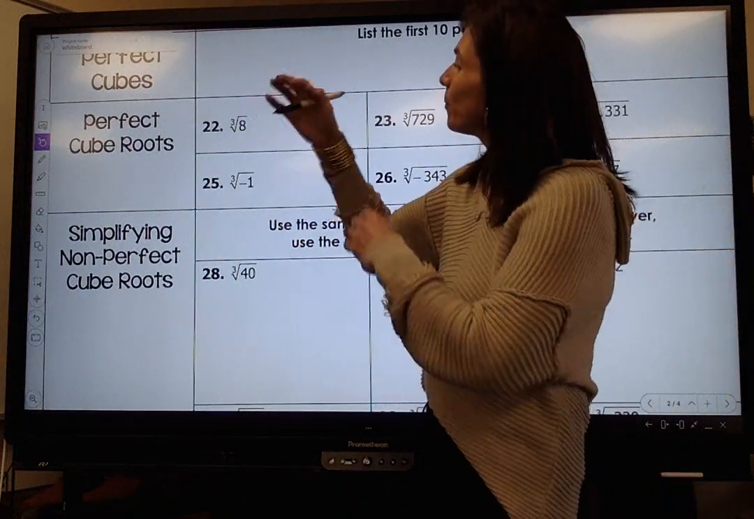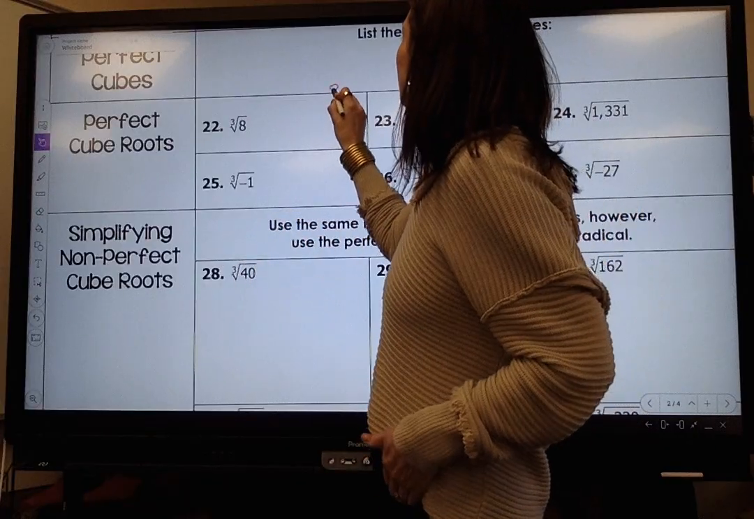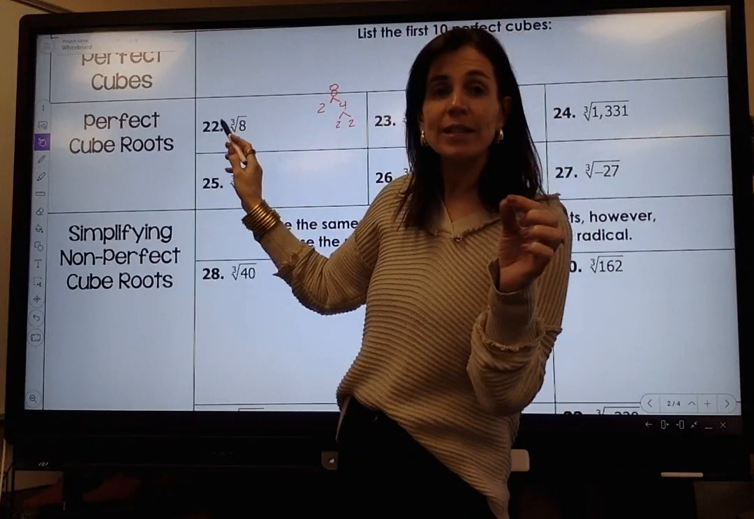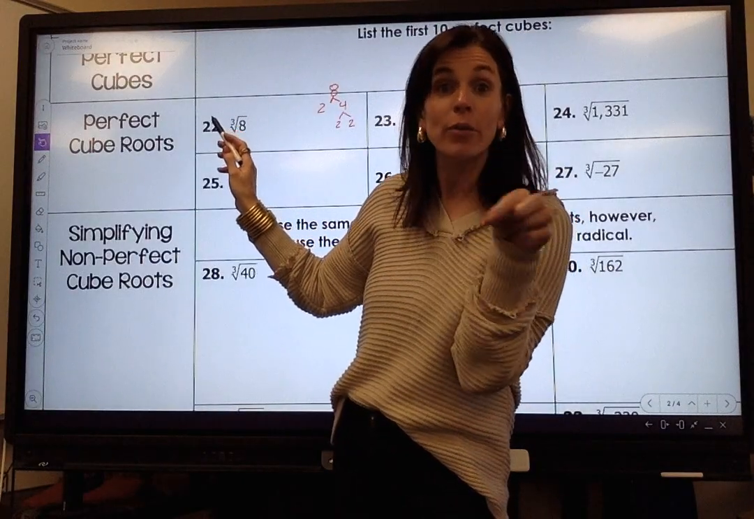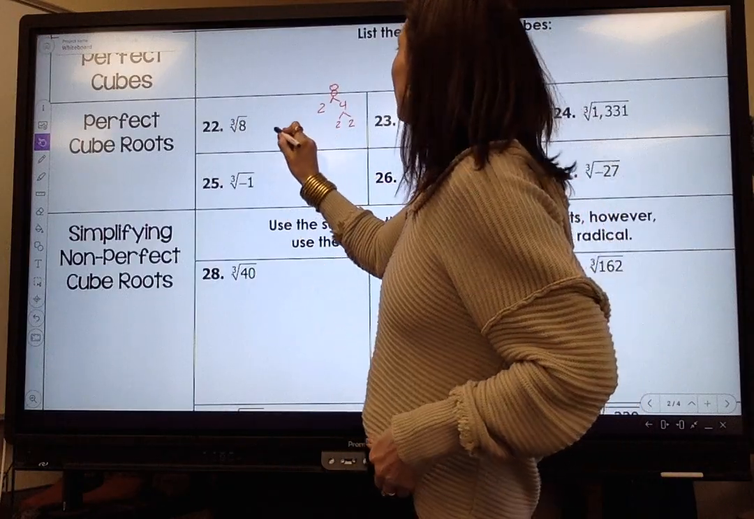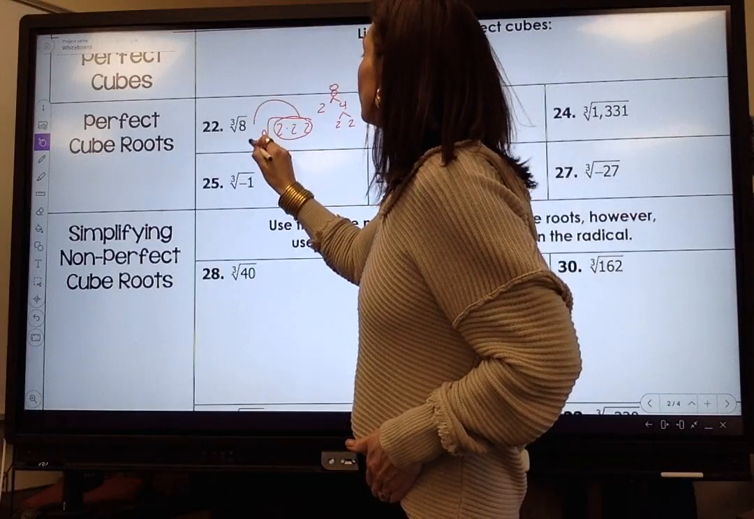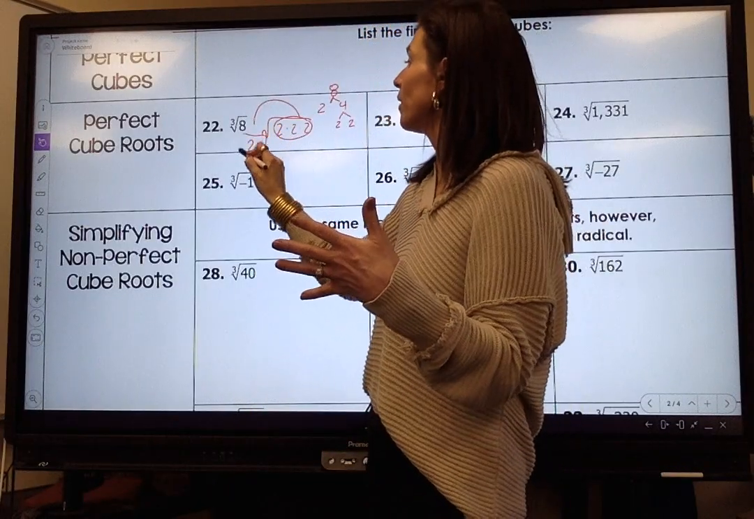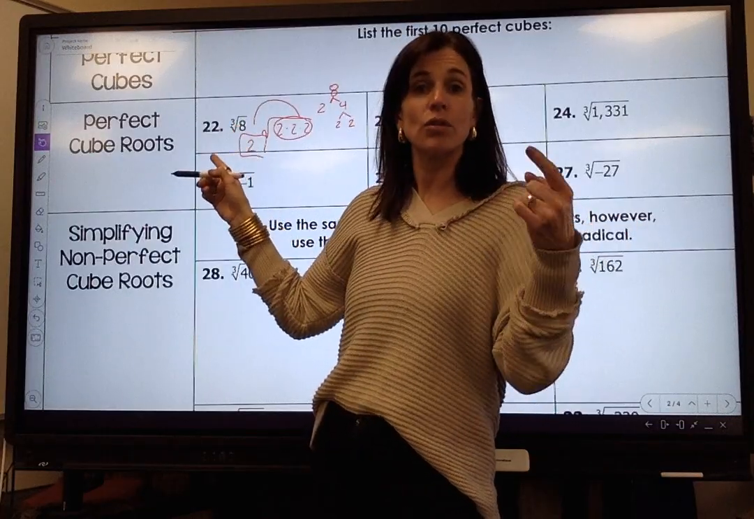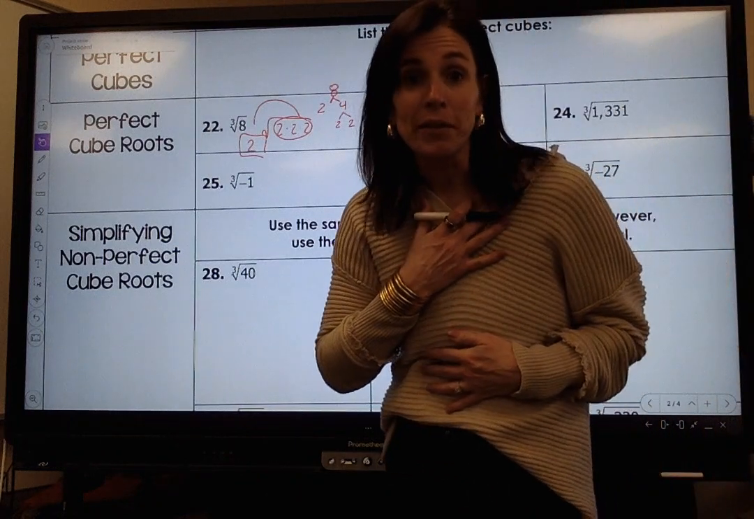So here, I can still do the factor tree. I can still do 8, and I get 2 times 4 and 2 times 2. But now, instead of circling a pair of 2's, my index says I need to circle a group of 3. So now I can circle a group of 3, which is 2, and nobody's left underneath the radical. So the cube root of 8 is 2. 2 times 2 times 2. So 729. I certainly don't have that memorized.